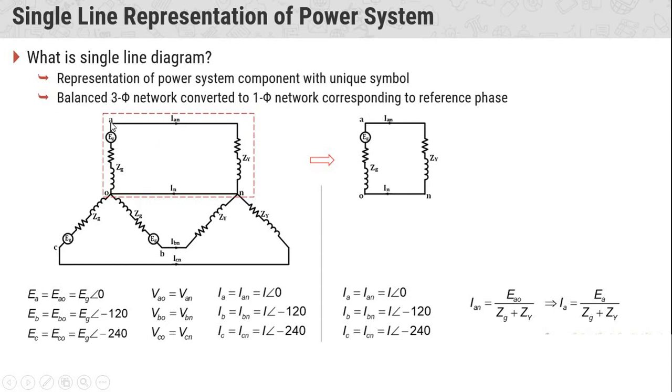Here are the three phases A, B and C. The three-phase generators are drawn like this. The generators are connected in a star manner, and ZG is the impedance of the generator of each phase, and EG is the excitation voltage generated in each phase of the generator. And here a star connected balanced load is connected, and the load impedance is ZY for each phase.